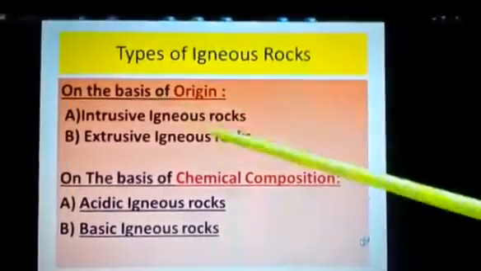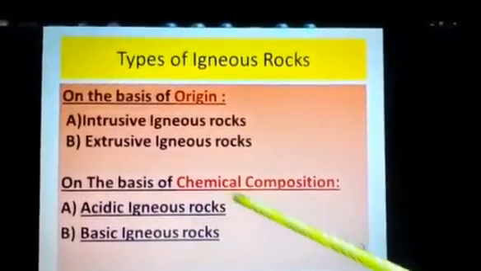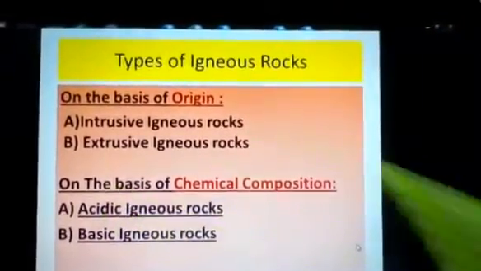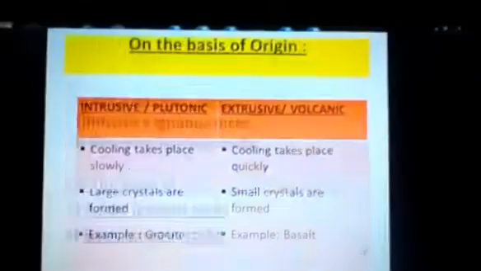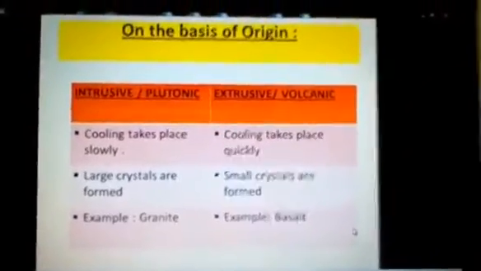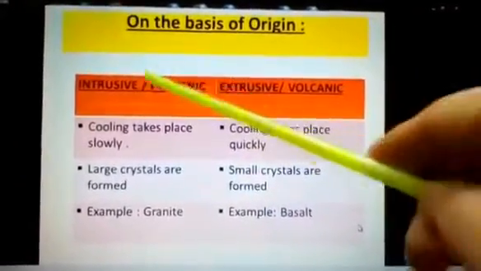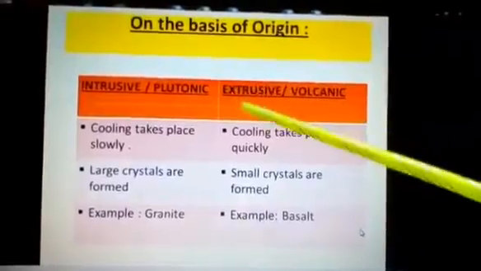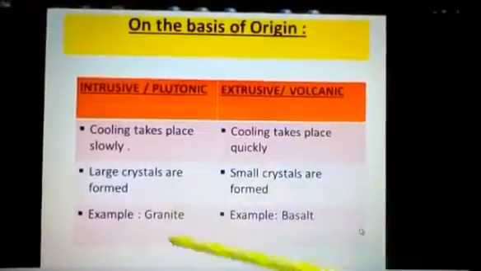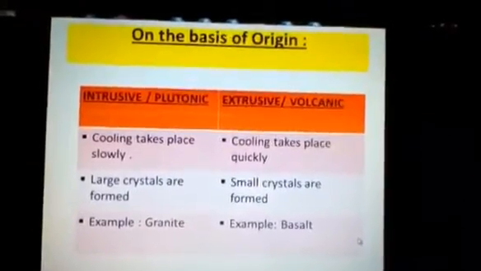So the types of rocks are on the basis of their origin, that is intrusive igneous rocks and extrusive igneous rocks, and on the basis of the chemical composition, that means what chemical do they contain, whether it is acidic or whether it is basic. They are termed as acidic igneous rocks or basic igneous rocks. So here we have a very beautiful table in very short pointers to make you understand that on the basis of the origin, you have intrusive or plutonic. Now this word I will explain a little later. And then we have extrusive or volcanic. Now here first let us understand the difference between the two. Then we'll understand the meaning of these two extra added words.